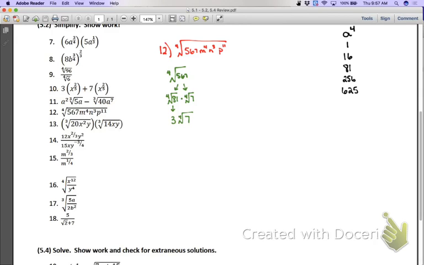Now, I'm going to individually look at each one and go that route. So if I have the fourth root of m to the fourth, what am I left with? What's going to happen to the fourth root and the fourth power? They're going to cancel out, and so the only thing I'm left with here is just m.